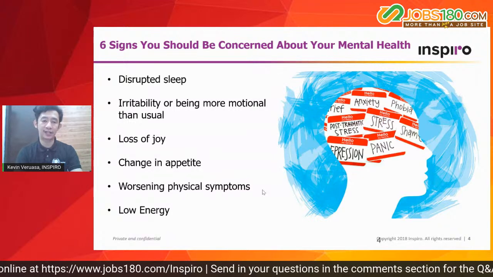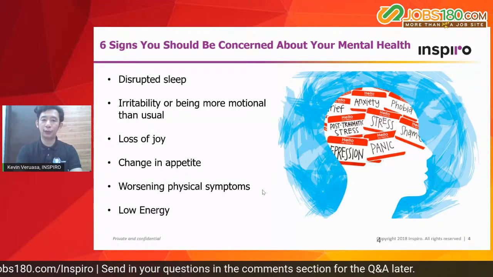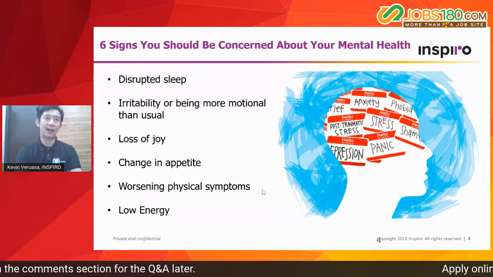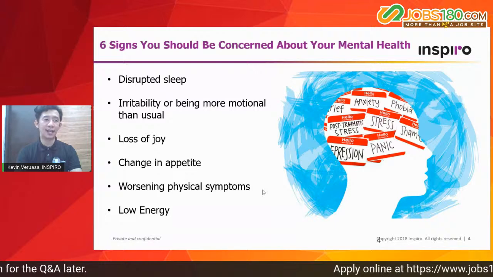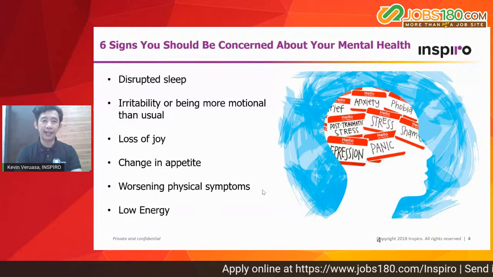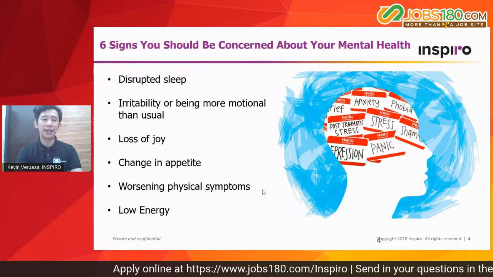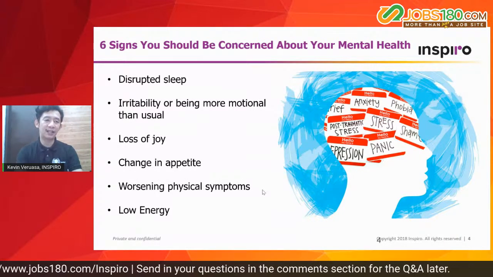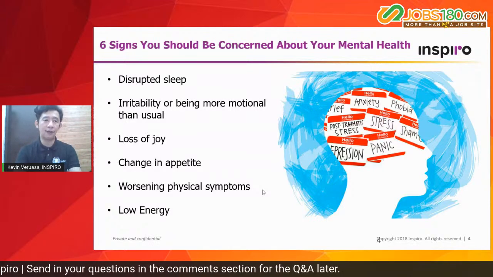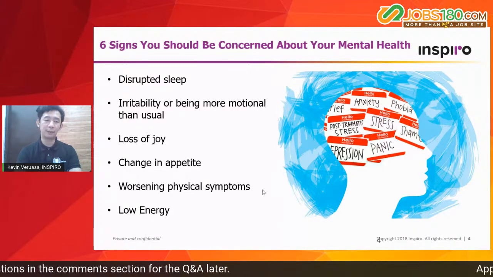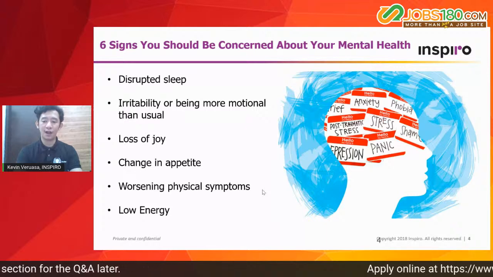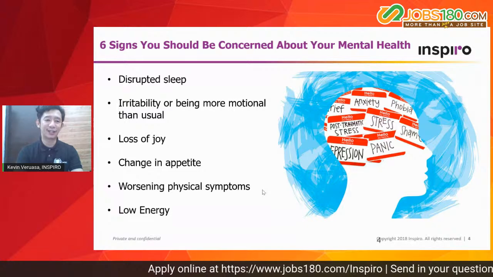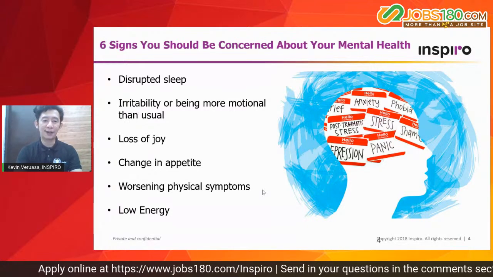One is disrupted sleep. Kung sa tingin mo na apektuhan yung pagtulog mo, that is something na mag-alala ka na. Let's say yung normal sleep hours mo is around 9 p.m. or 10 p.m. nakakatulog ka na niyan. But if madalas, or every day, nakakatulog ka na ng 2 a.m., 3 a.m., biglang nag-change yung habit mo, yung sleep time mo, meaning yan, possible reason na may problema ka na when it comes to your mental health. Second is irritability or being more emotional than usual. So ito yung mga biglang nagbabago yung mood.